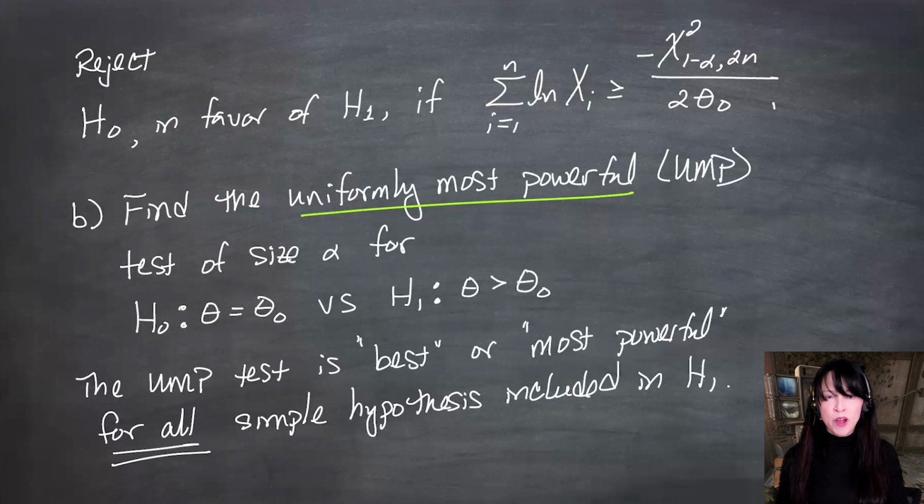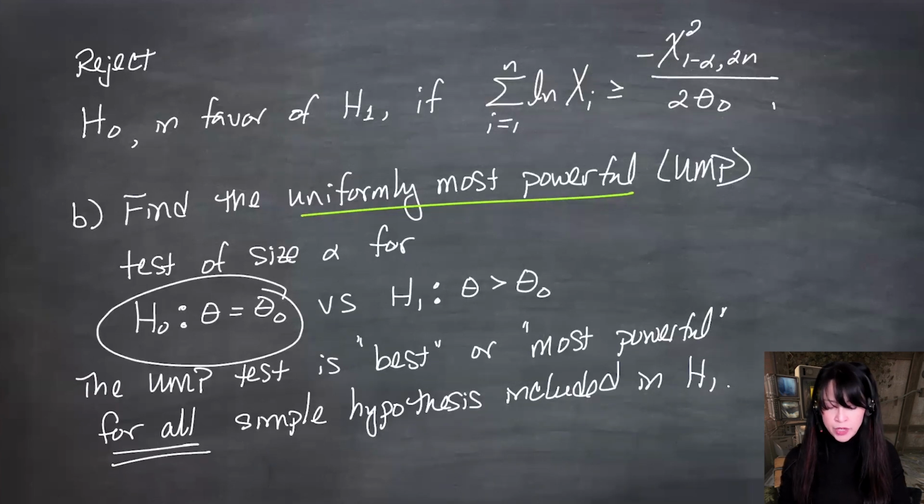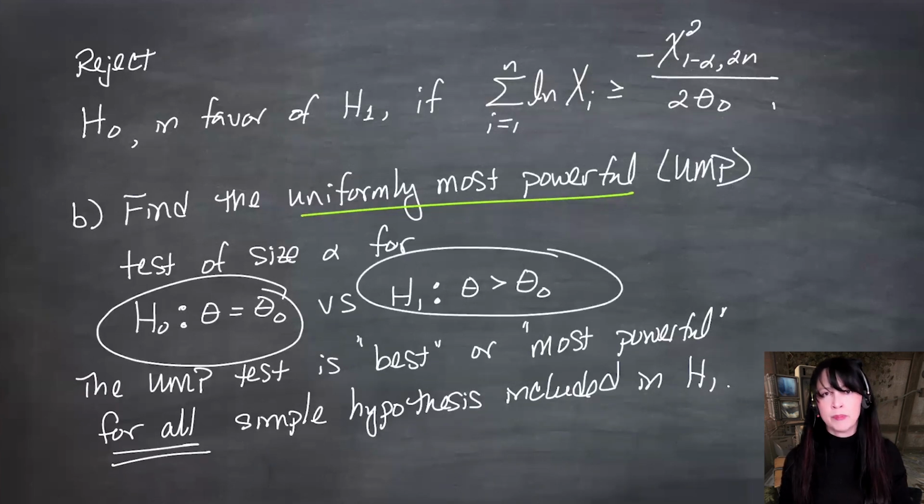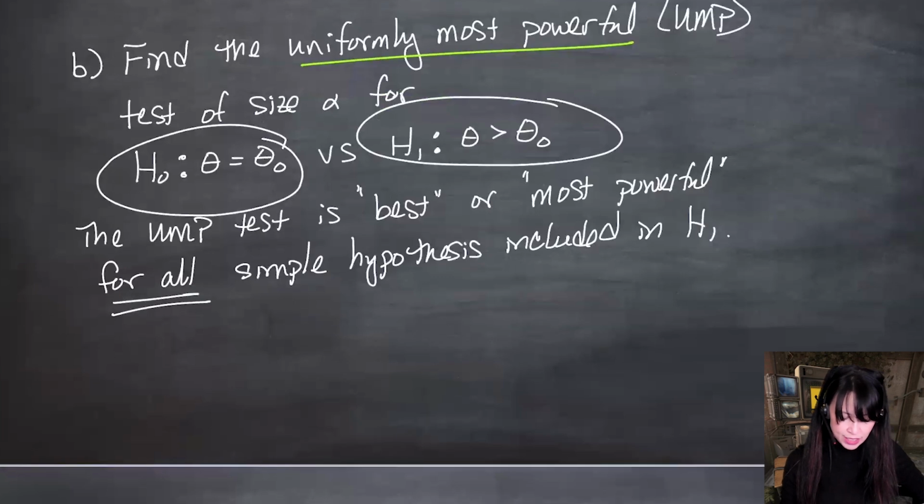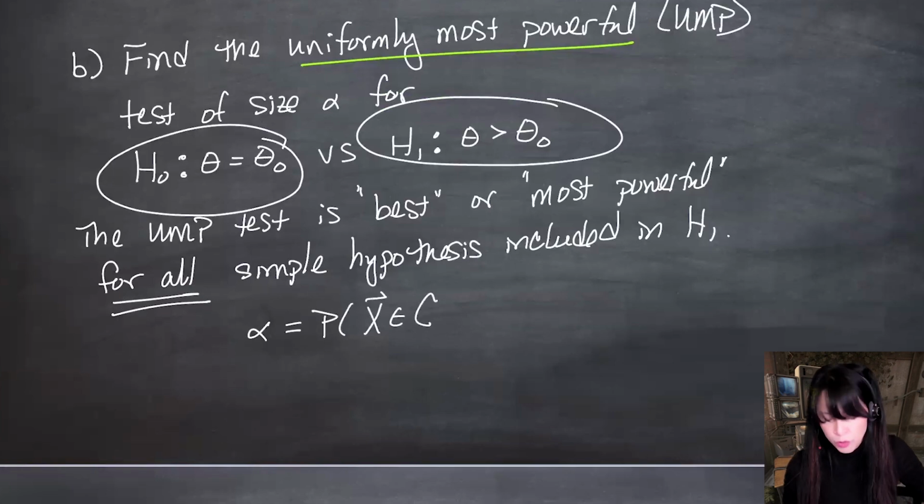We know what best or most powerful is when we have simple versus simple. When we have simple versus composite, we could talk about a test that's uniformly best. So we want our test to have size alpha. So we want our data to be in our critical region, call it C star if you want to. But when the null hypothesis is true, we want this to be alpha.